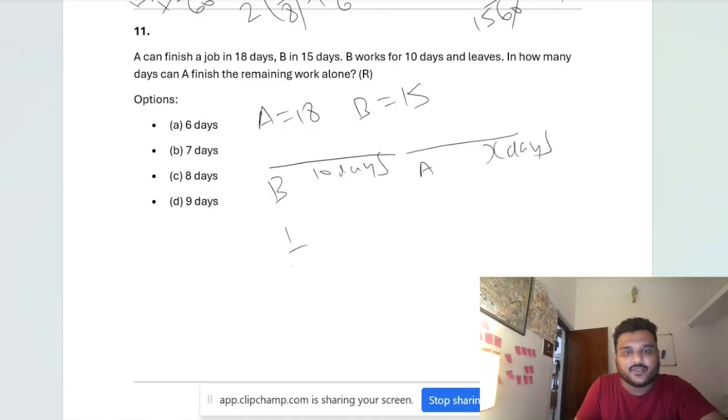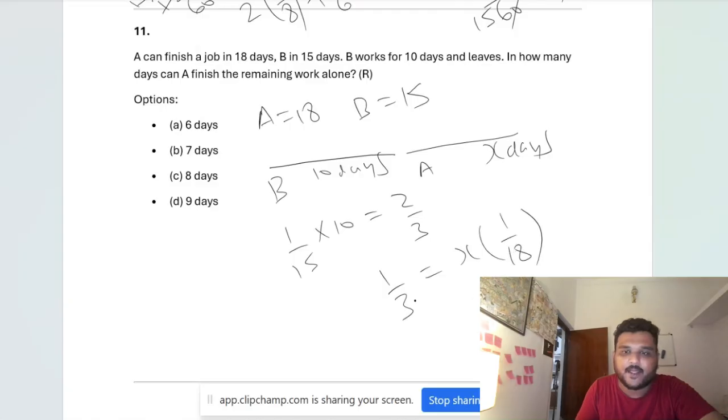So B does 1 by 15 work in a day. It has worked for 10 days, so 2 by 3 work is done. So 1 by 3 work is remaining, and let's say A takes X days, and in one day it works 1 by 18. So it's a pretty straightforward question: 6 days.